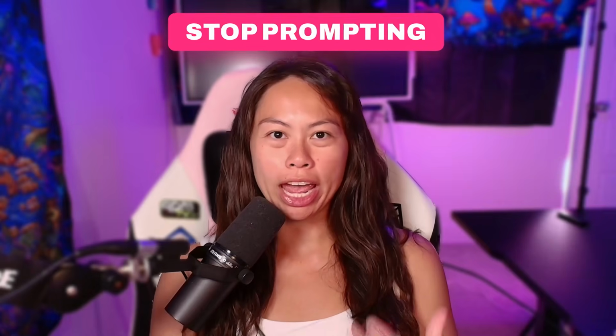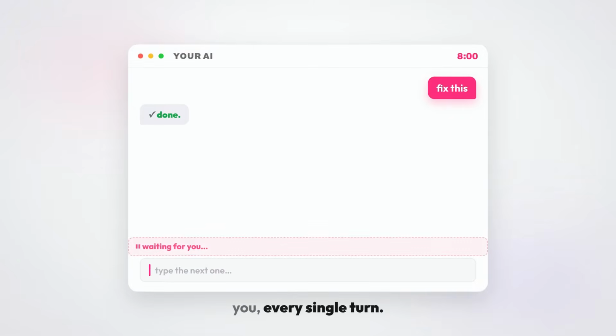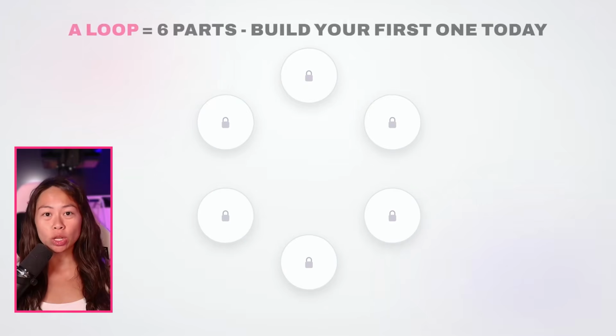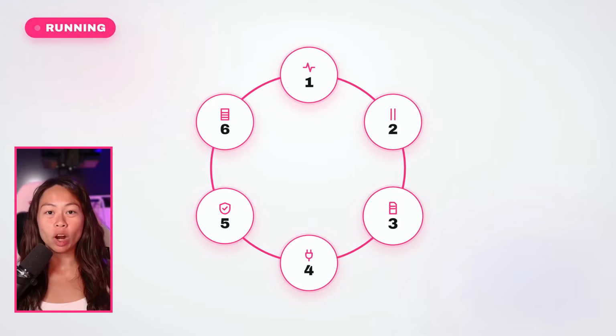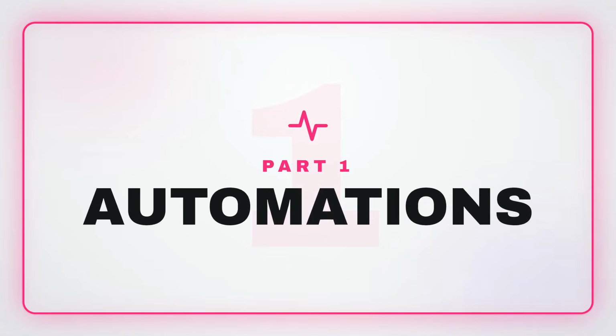Stop prompting your AI. You're still typing every prompt by hand, but the best builders quietly stopped. In this video, you'll learn the 6 parts of loop engineering and build your first loop today. Stay to the end, watch it run on its own, 0 prompts. Starting with part 1, automations.